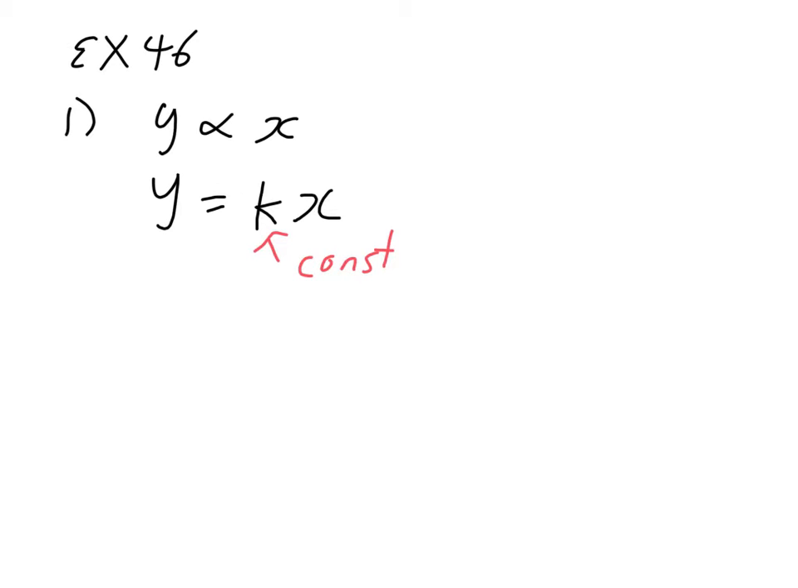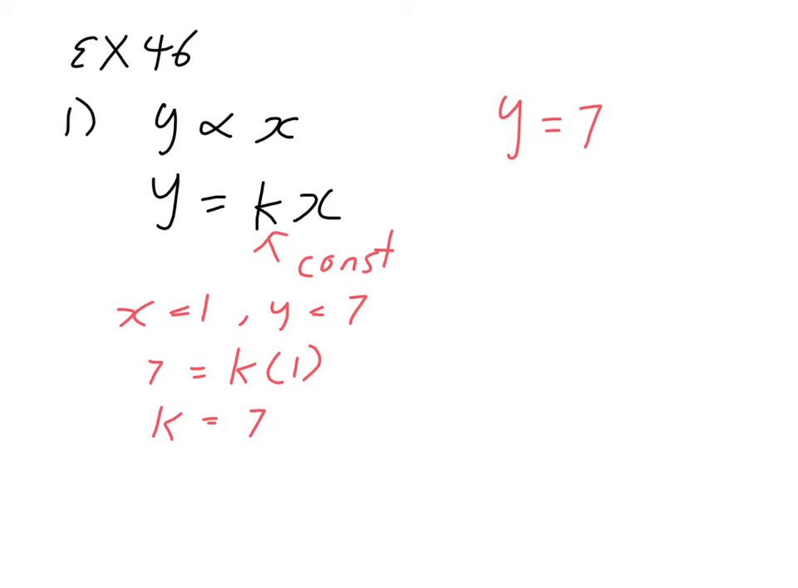Okay, so now usually we have one set of data. So in this case we have y is equal to 7, x is equal to 1. So when x is equal to 1, y is equal to 7. So we are given one set of x and y, we can find k. Okay, so we sub it in. This is 7 is equal to k times 1. So we find that our k is equal to 7. Like that can? Okay, so the next thing we have to write down the equation with the constant found. So y is equal to 7x.